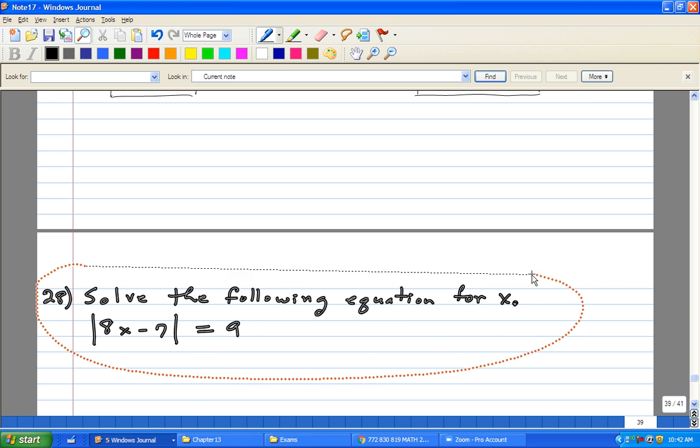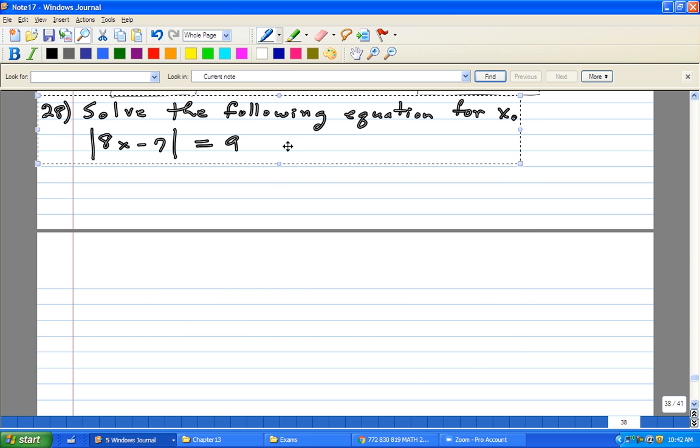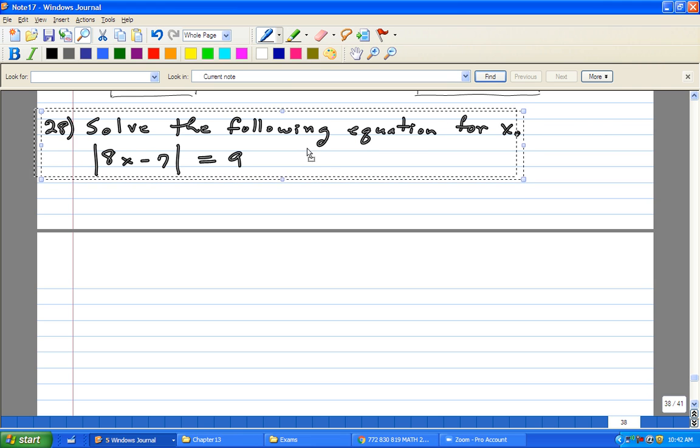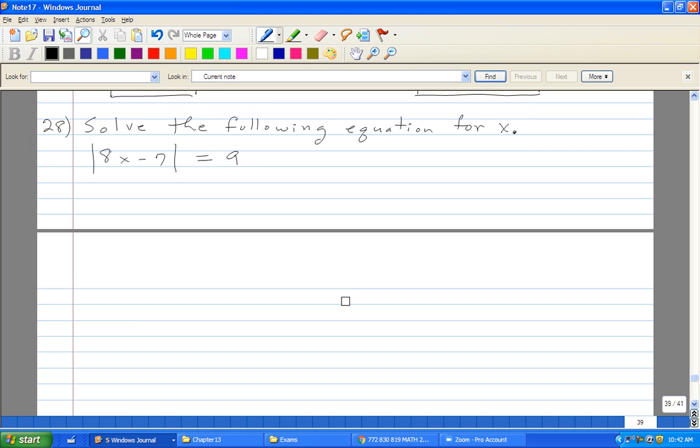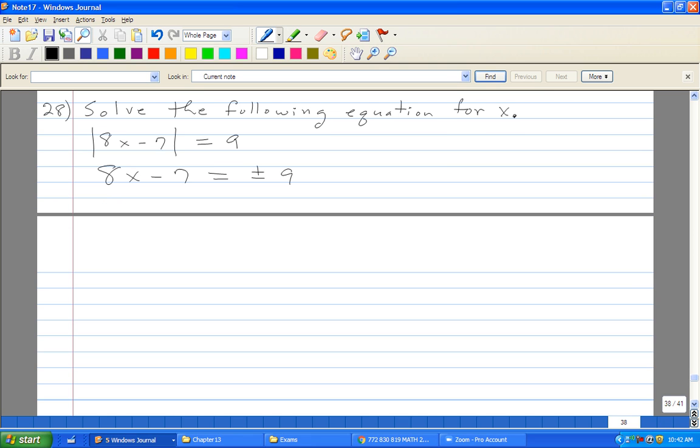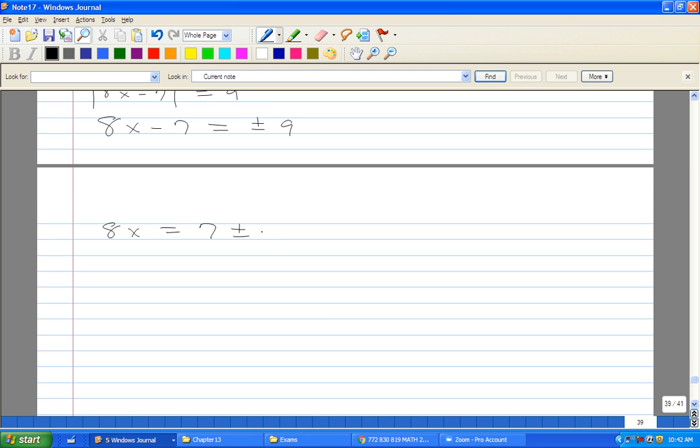I want to solve the following equation for x. And so I want that the absolute value of 8x minus 7 is equal to 9. Therefore, 8x minus 7 is equal to plus or minus 9. Add 7 to both sides of your equation. So 8x is equal to 7 plus or minus 9. Divide both sides of your equation by 8. And so x is equal to 7 plus or minus 9 divided by 8.